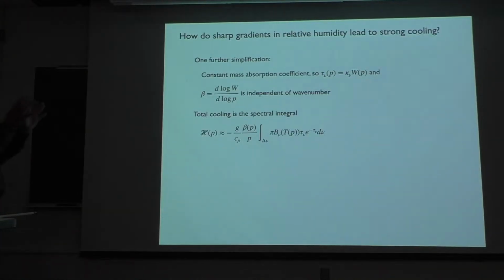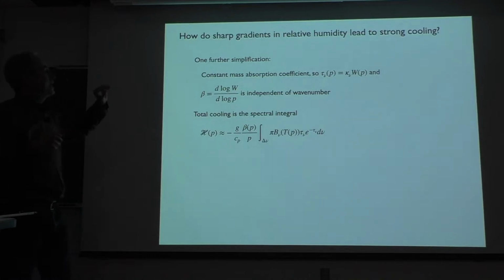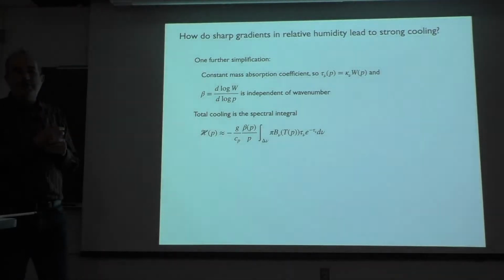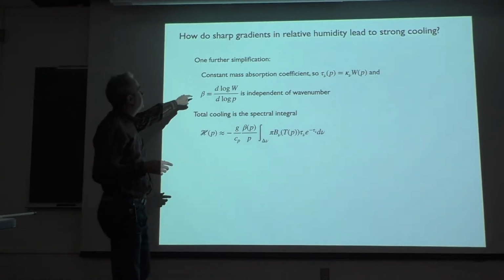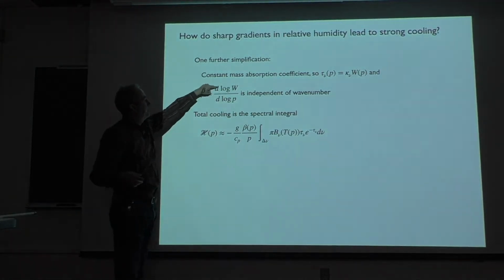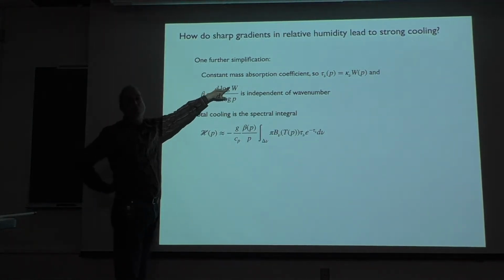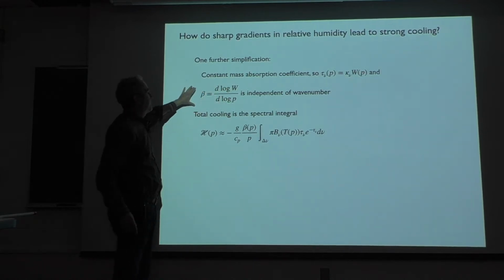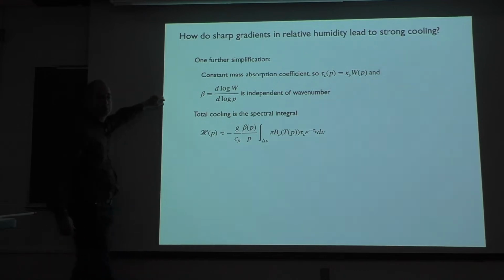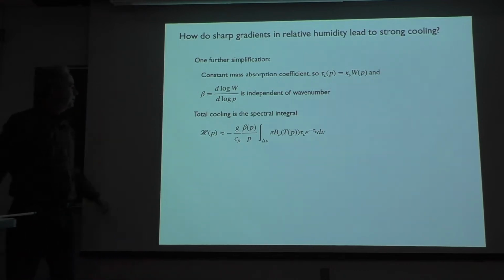We're going to do one further simplification. We're going to just say that there's no pressure broadening. There's no other dependence of the absorption coefficient except on the wave number. And so what that means is that we can change this beta to something which is the logarithmic change in the water path with height, with pressure. Okay, and so then there's some scaling factor out here to account for the absorption coefficient.